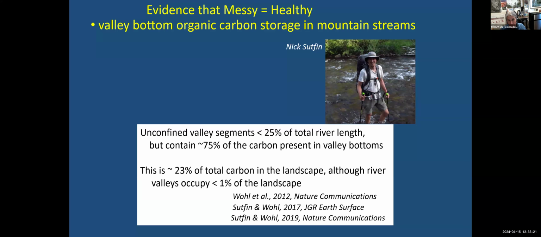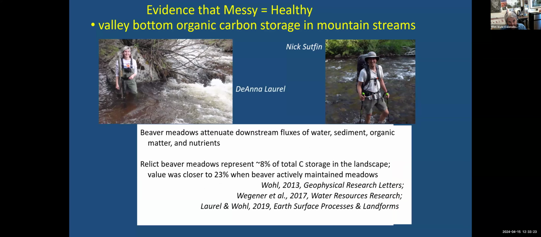And this work was done in Rocky Mountain National Park. And then Deanna Laurel, this was her PhD work. She looked at beaver meadows, same type of thing. They're disproportionately important. While the beaver are present and you have dams and saturated floodplains, you store a lot of carbon in there. Even if the beaver disappear for some reason, the dams fall into disrepair, the flow concentrates into a single channel that incises and reduces the floodplain water table, you still store a lot of carbon there in those relic soils.